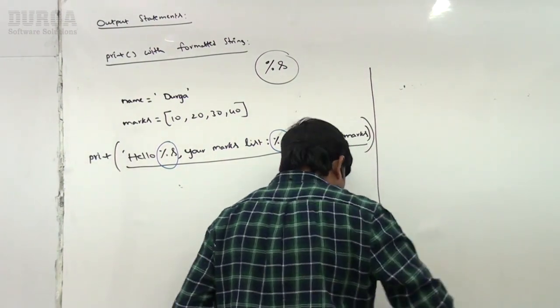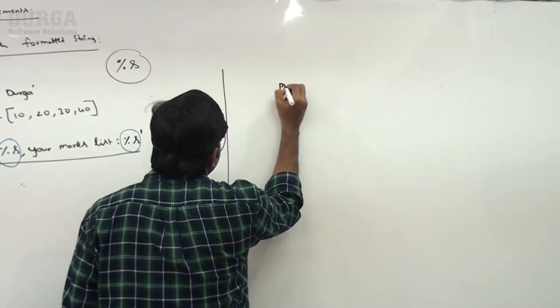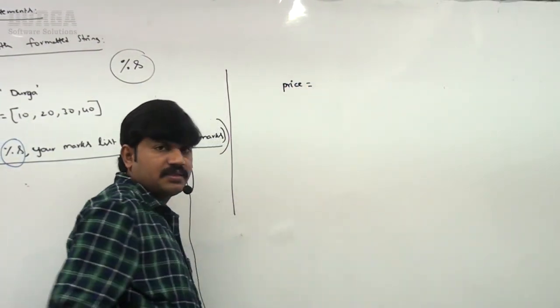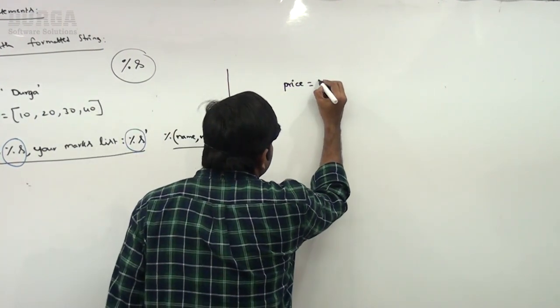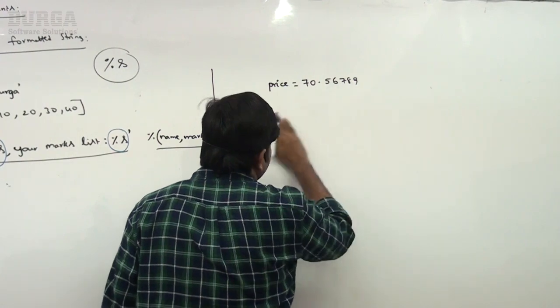Here just observe. I have a price here. The price value is some 70.56789, sir.